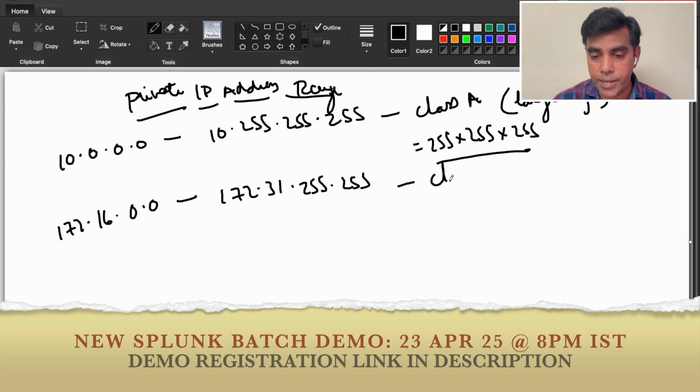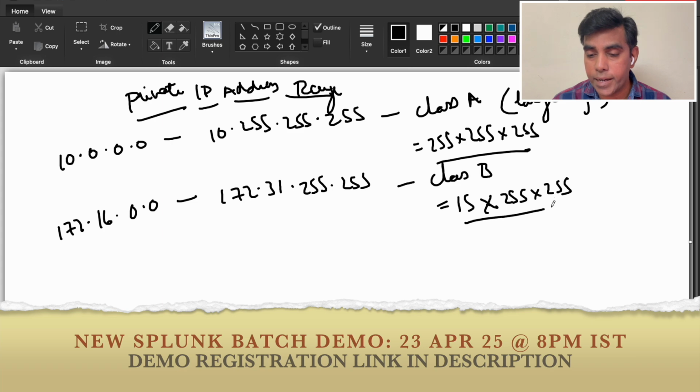This is called the Class B network range. And how many computers can be accommodated? 16 to 31, that is equal to 15, and 255 into 255. So these many computers they can accommodate in this particular range of IP addresses. That means in a Class B IP address, they can accommodate 15 into 255 into 255. This is for small or medium organizations. We can consider medium organizations.